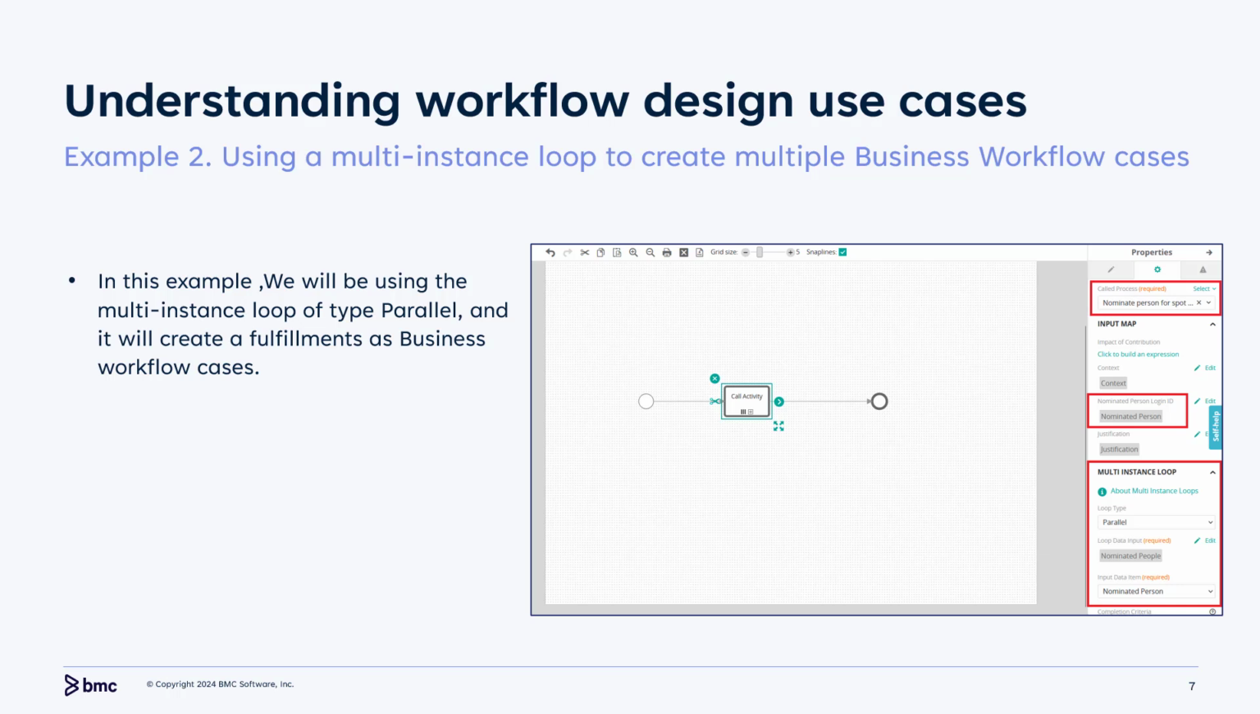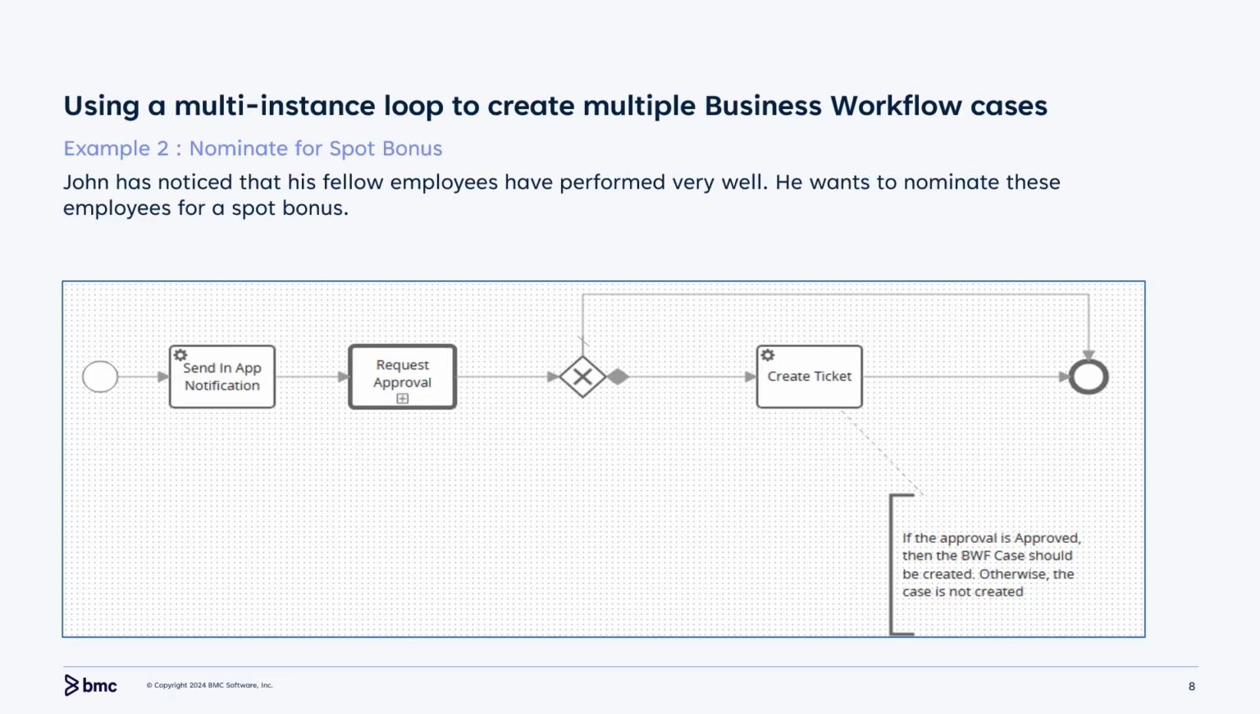So in this example with the parallel loop, we will show you how this workflow works and how the cases get created. Okay, so you can see on the screen there. Here I'll just explain the call activities. In the call activity, we are using another process, called nominate person for spot bonus. Okay, so I'll just go to the next slide.